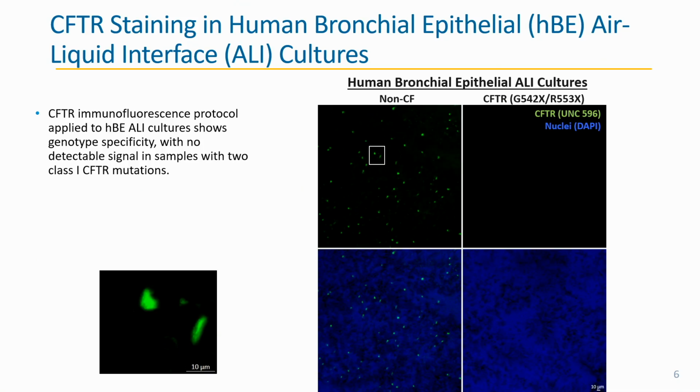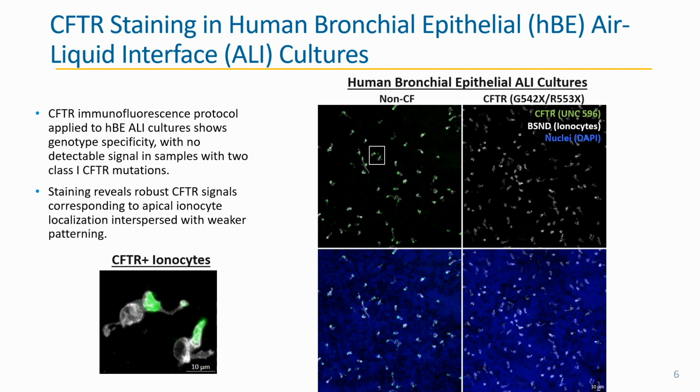But now that we're working in an ALI landscape, primary cell material, these are mature, differentiated cells and different cell types are represented. So we can start to ask questions like what cell type is making the signal that we see here? And we can see those strong signal spots are associating pretty much exactly with the apical domain of BSND positive ionocytes. Although you find those ionocytes in the CF material, they are not expressing CFTR.